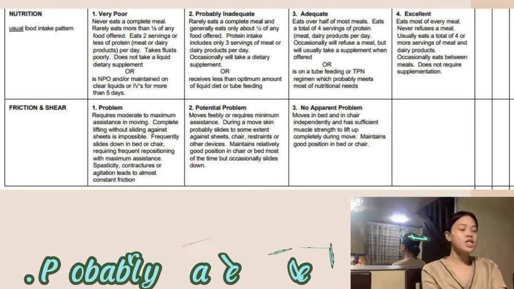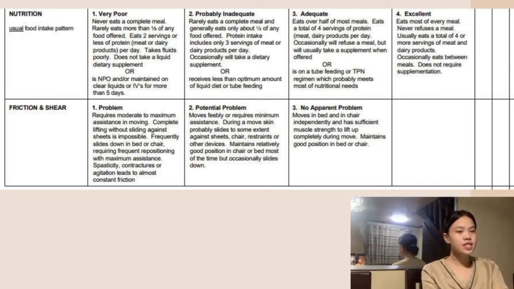A score of 2 indicates probably inadequate: rarely eats a complete meal, or generally eats about half of any food offered. Protein intake includes 3 servings of meat or dairy products. Occasionally will take dietary supplements or receive less than the optimum amount of liquid diet or tube feeding.